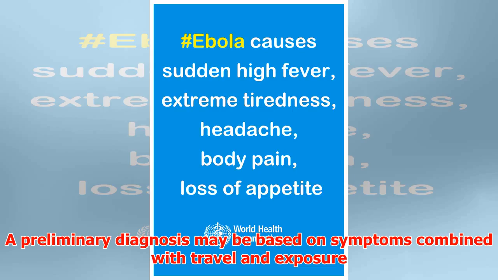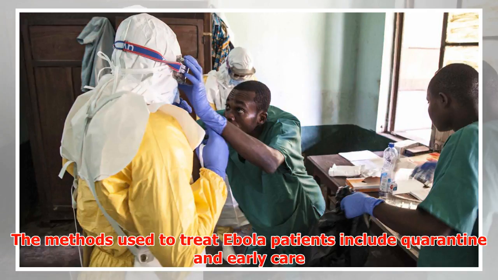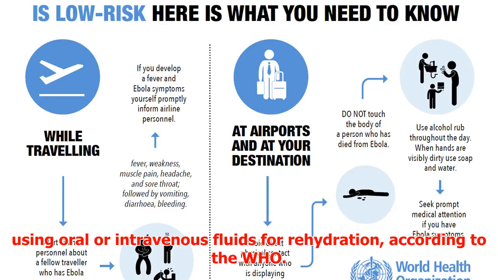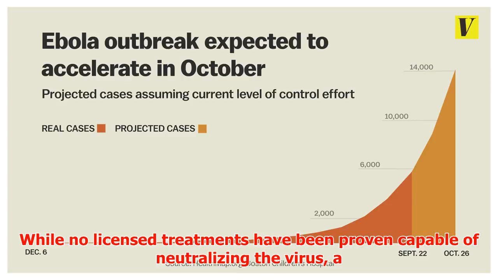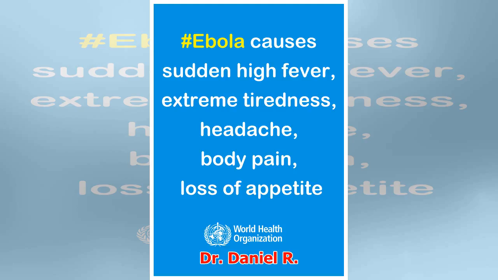A preliminary diagnosis may be based on symptoms combined with travel and exposure history, but a positive laboratory blood test is needed as confirmation. The methods used to treat Ebola patients include quarantine and early care, using oral or intravenous fluids for rehydration, according to the WHO. While no licensed treatments have been proven capable of neutralizing the virus, a range of therapies are under development, including immune therapies and drug therapies.